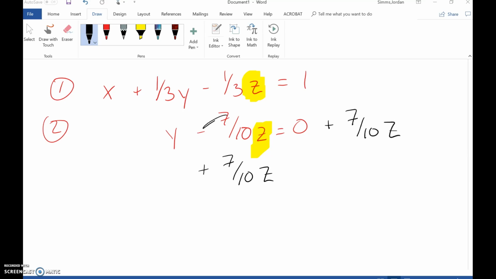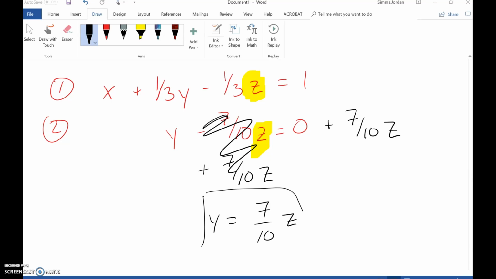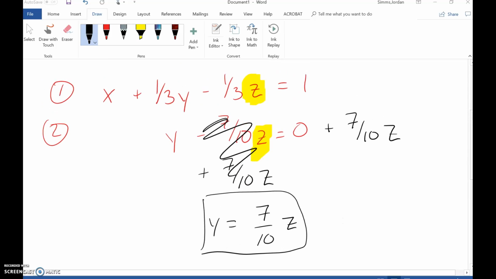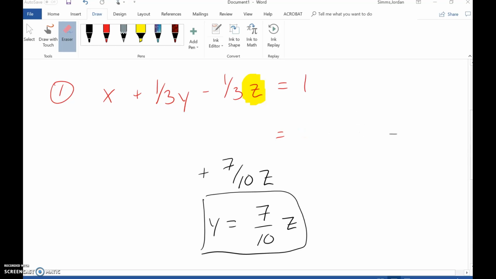Okay, so this is gone right here. I'm left with y equals 7/10z. That's it. That's literally as far as we can take y, because we have this third variable, but we can't solve for it. So there's y. Okay? Still a solution, but that's all we can really do with that one. Let me erase all this, and we'll tackle x as well.